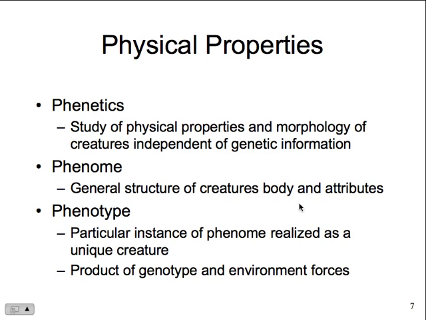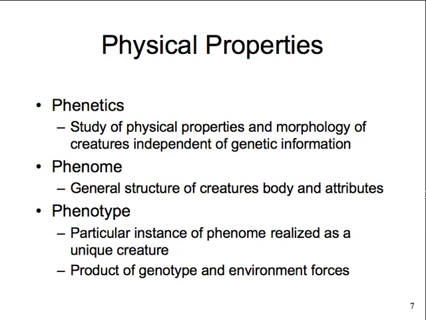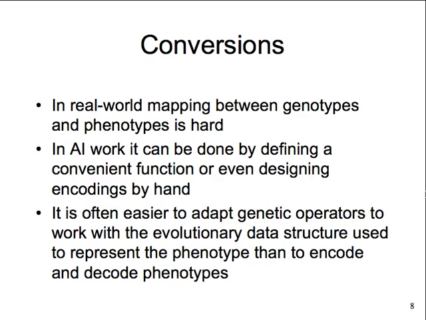Orphonyms, which are essentially the general structure of the creature of the body and the attributes. We can also look at them. Or the types, the phenotypes, which is going to be the same as the genotypes from a genetic point of view to a physical property point of view. The terminology is just slightly altered with the wording. So we're looking at the particular instances, realizing some of what makes a creature unique versus not unique. And then the product of the environment forces all added up together to give us our solution.